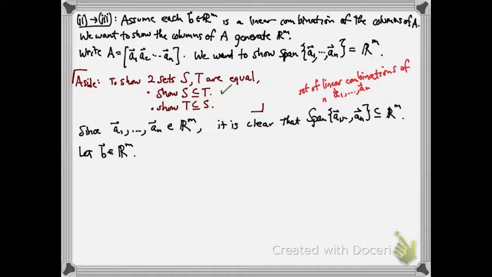So now that shows containment one way, and now we want to show containment the other way. So let's take a vector B in Rm, and then we want to show that it actually lives in this span.